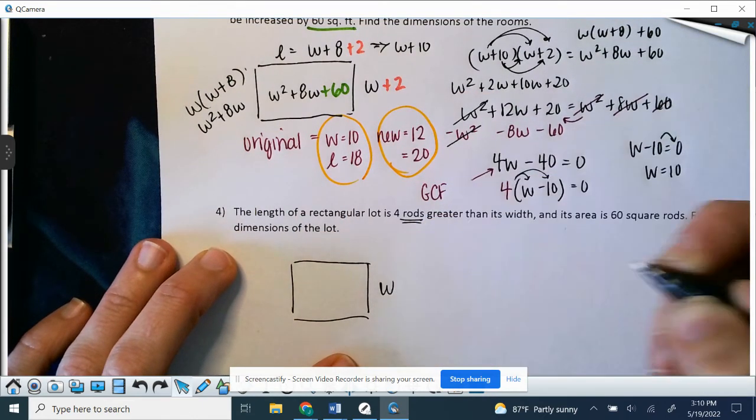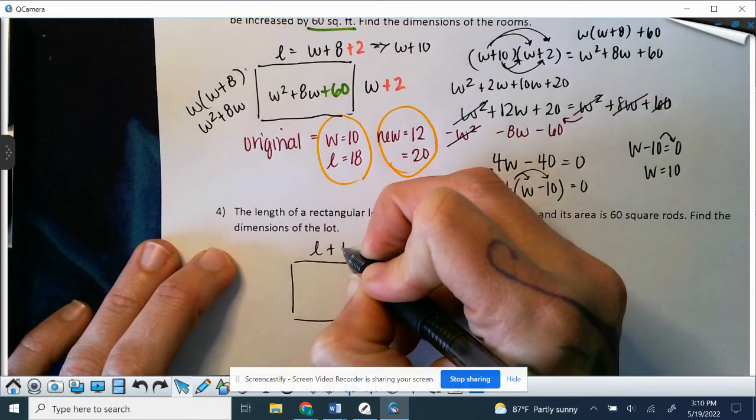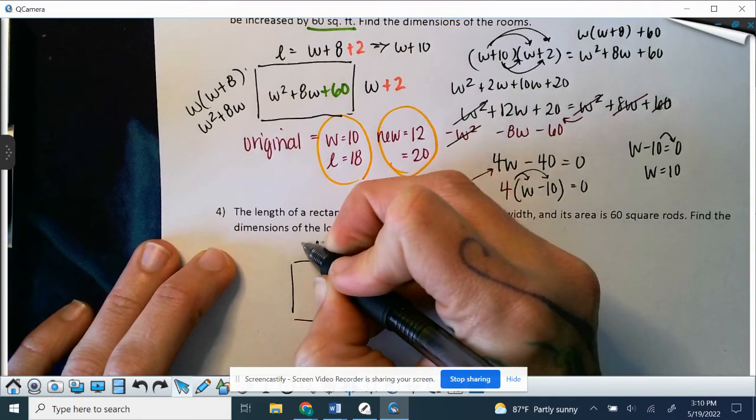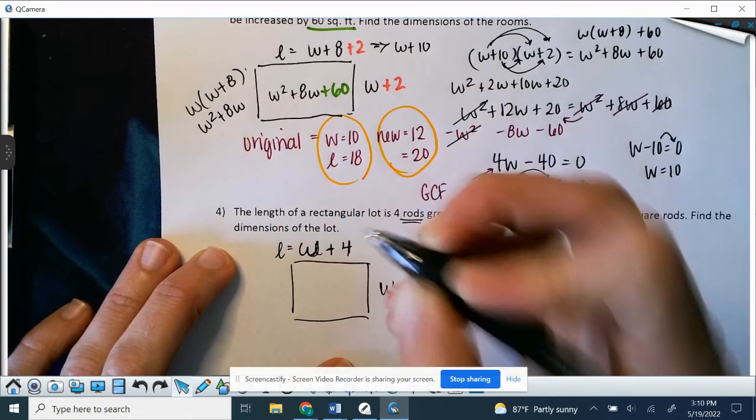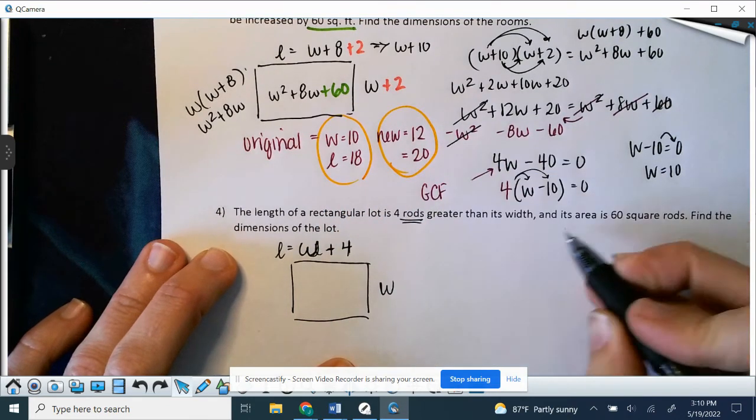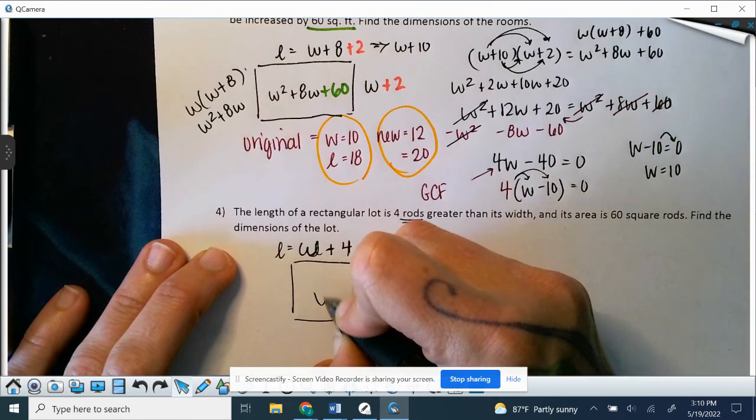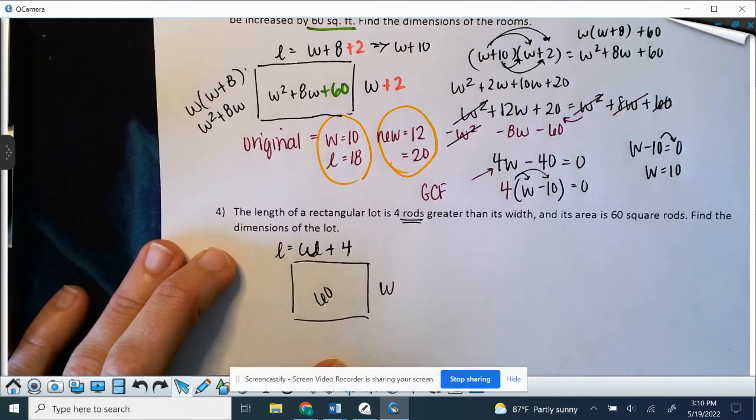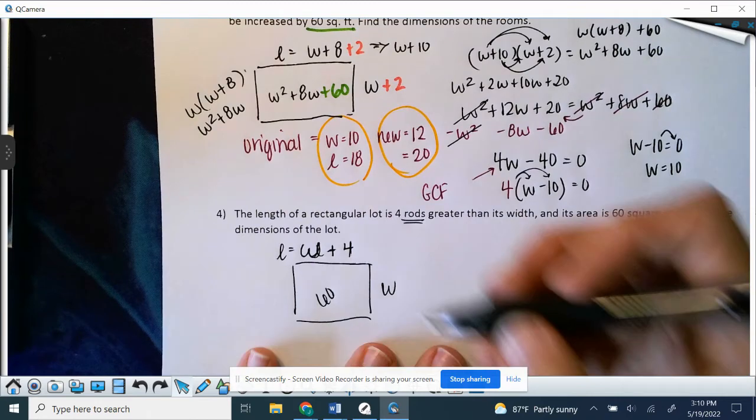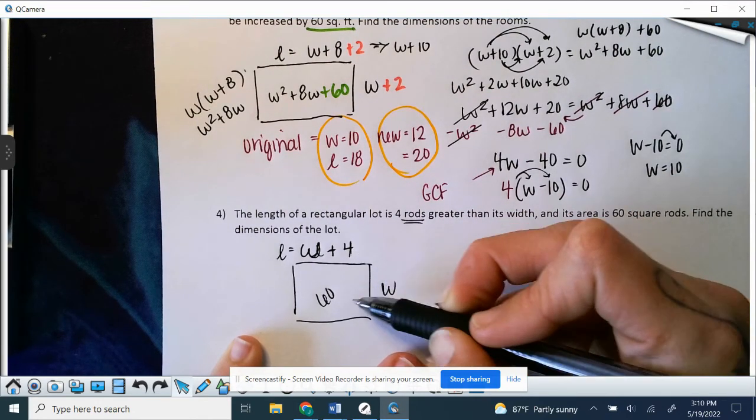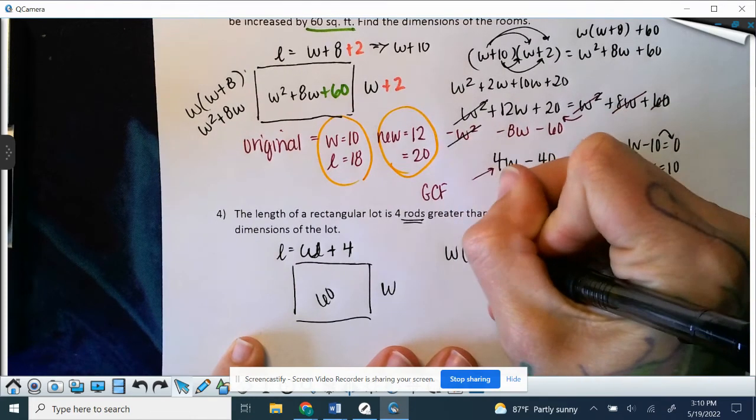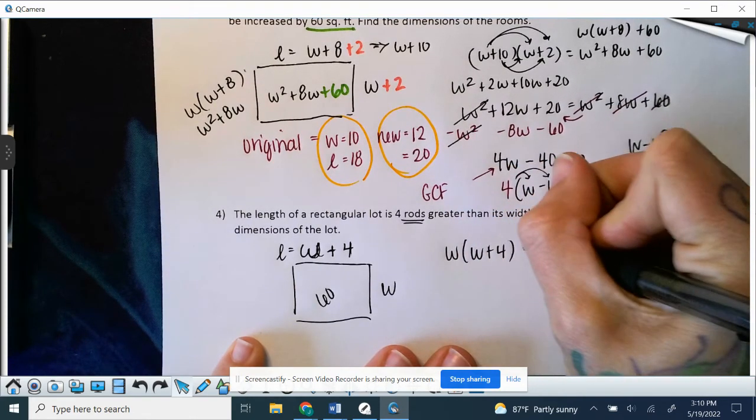So width, and then the length is 4 greater. So width plus 4. Length equals width plus 4. The area is 60 square rods, so 60 feet squared. Find the dimensions of the lot. This one's even more basic than the ones before because now it's just length times width equals 60. So W times (W plus 4) equals 60.